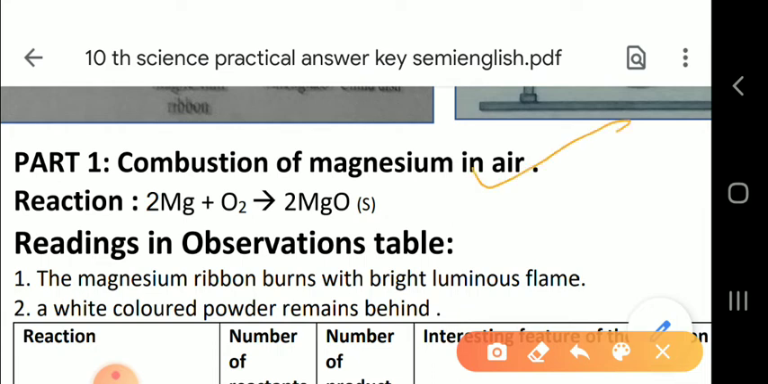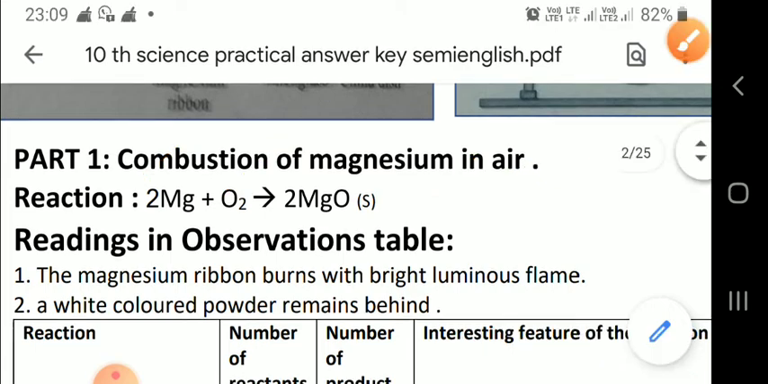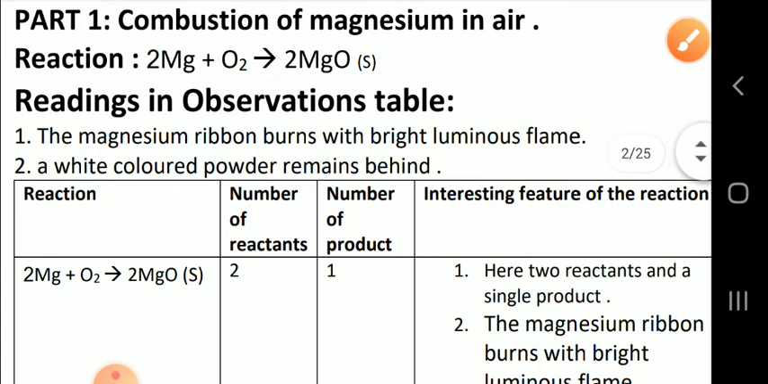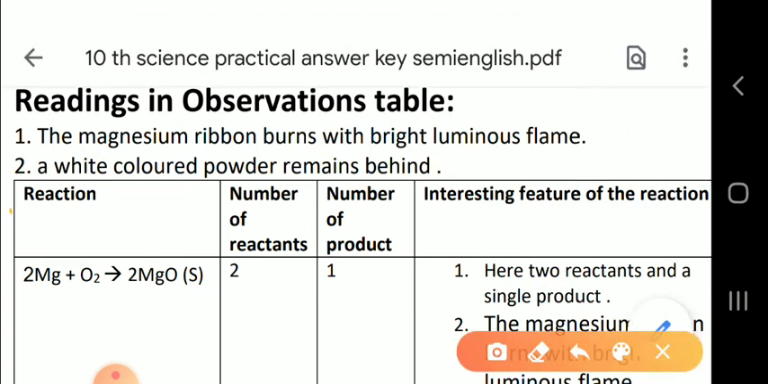So we'll see first how the reaction takes place. 2 Mg plus O2 equals 2 MgO, that is magnesium oxide. What will we write in the observation? The magnesium ribbon burned with a bright luminous flame. Second, a white colored powder remains behind. This table you have to make and write for the first one.